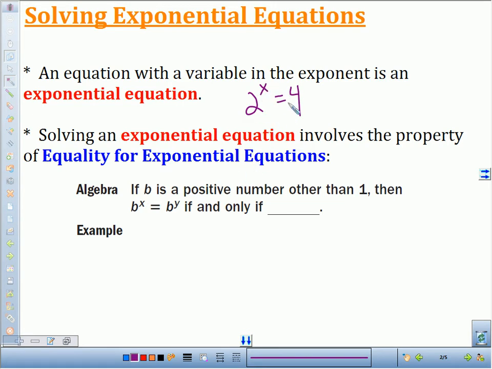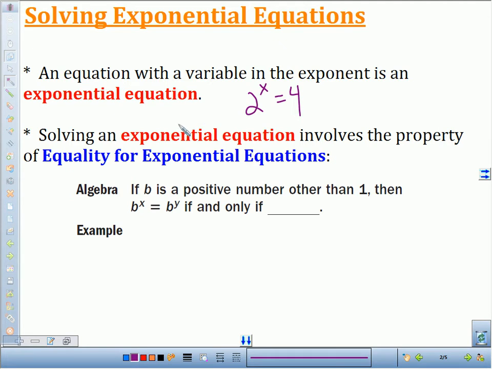Now this equation is actually pretty easy to solve, right? 2 to the x equals 4, so x has to equal 2. We have seen this before because we used that when we were evaluating logarithms. Well, we're going to look at processes that we can actually use to solve exponential equations that maybe aren't quite so straightforward.